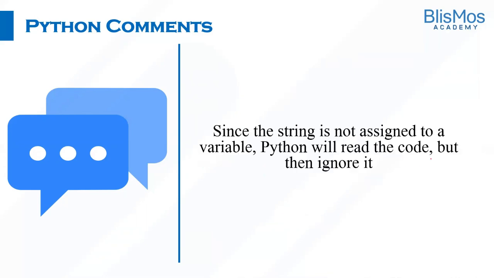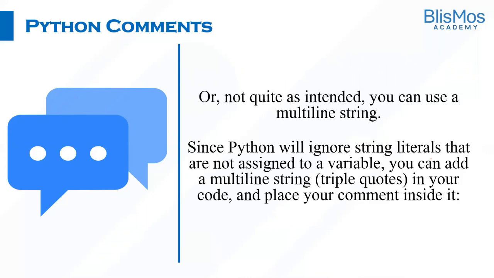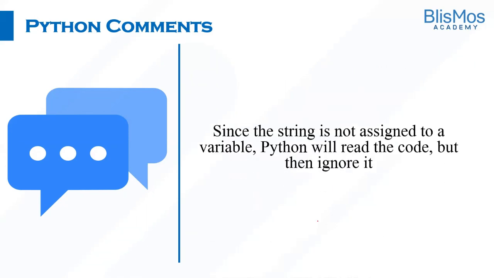Why is that? That is because the triple quotes are intended for denoting a string. If the string is not assigned to any variable, then Python ignores the string and executes the other lines in the code.